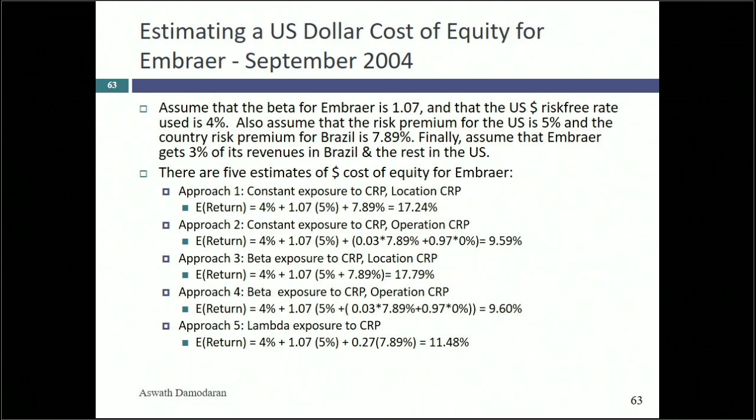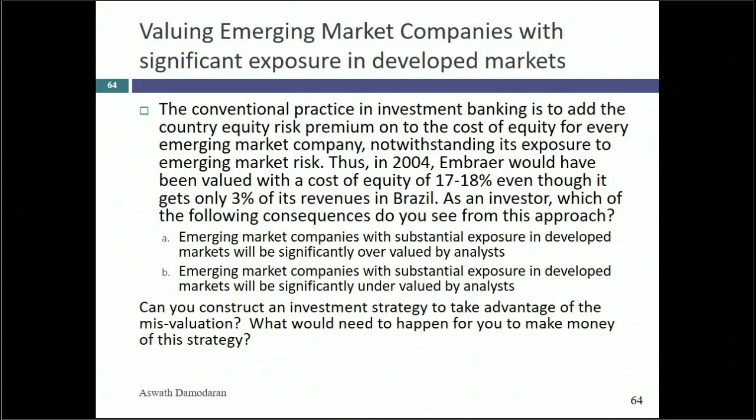So basically, I have two very different numbers. If I treat them as a Brazilian company, I get 17 to 18% cost of equity. If I treat them as a company that is Brazil-based but gets much of its revenues outside, I get a much lower cost of equity. You think, so what? Let's assume that everybody does what the conventional practice is now, which is treat it as a Brazilian company, give it a really high cost of equity, and value it on that basis. And you come into the picture and say, that doesn't make sense. You're talking logically. You're saying, well, we should use a much lower cost of equity. So you're going to come up with a value for Embraer which is different from the analyst's.